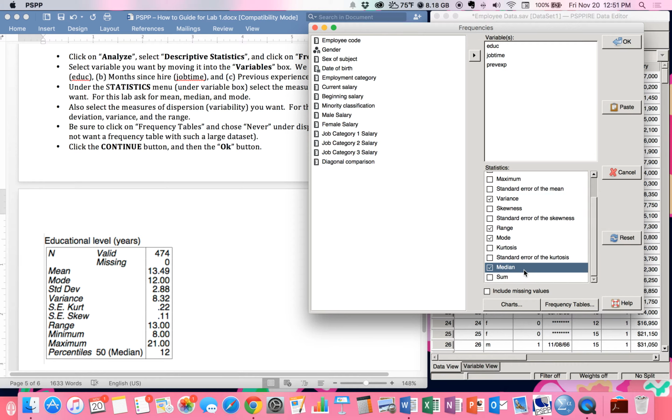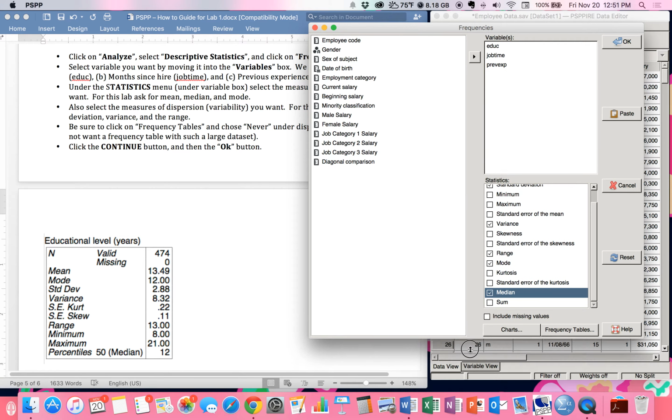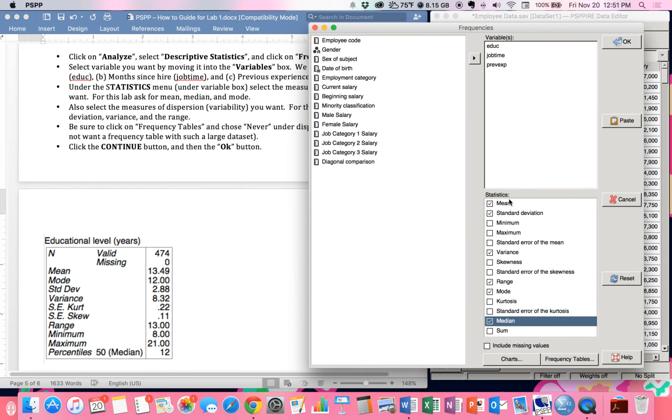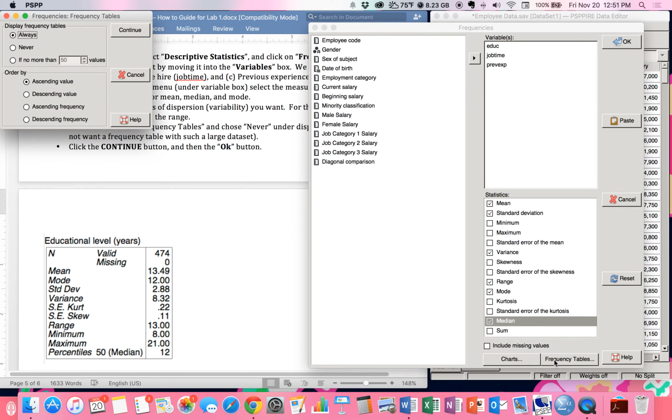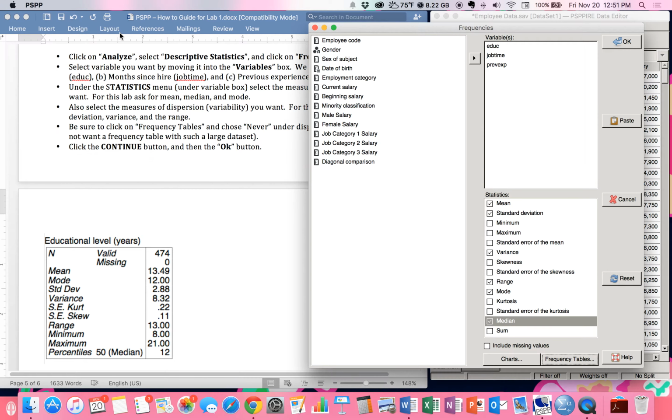It might be easier to think about it in terms of, and I can make this a little bit bigger so we can see them all at once: mean, median, mode, standard deviation, variance, range. And you know what? I do not want frequency tables this time. There's just going to be too many tables. So I click on frequency tables and I'm going to say never, right? So I'm going to click continue.